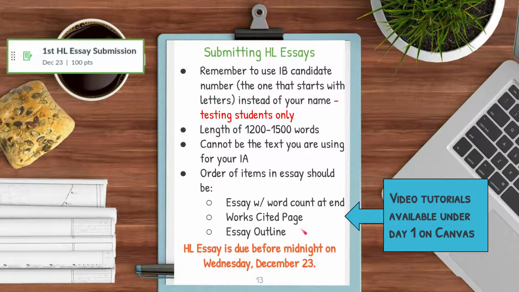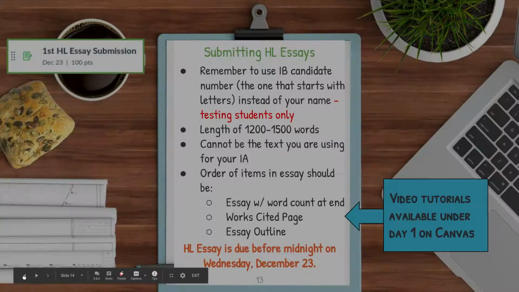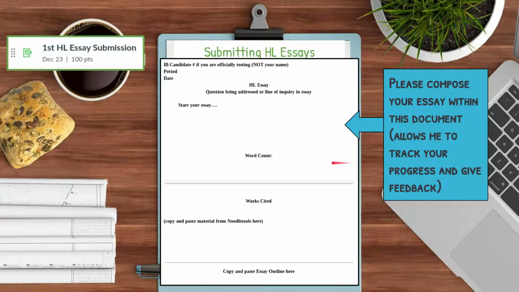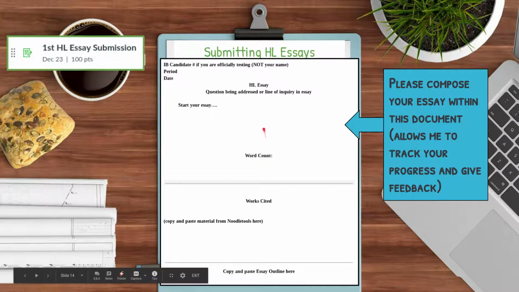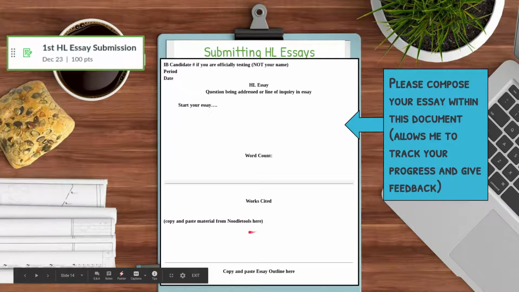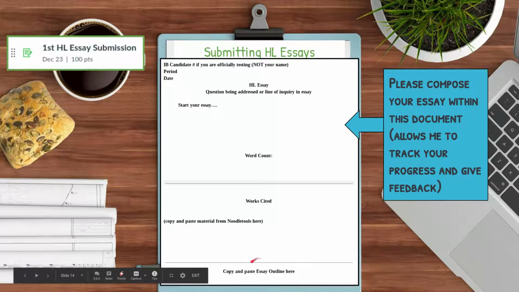There's a video tutorial on how to do your works cited page on Canvas. That's available under day 1 of this week on Canvas. Again, it's all properly set up for you if you use the document that I already created, and if you compose within this document, it's much easier for me to answer any of your questions that you may have while you're working, right? Type your essay here, put in the word count. There's a line to divide it. Copy and paste your works cited page that you generate through Noodle tools. Again, there's a video tutorial on how to use that. And then copy and paste your essay outline.